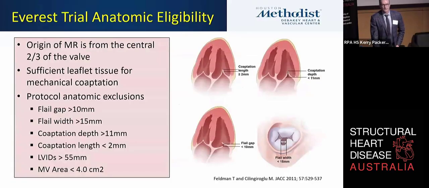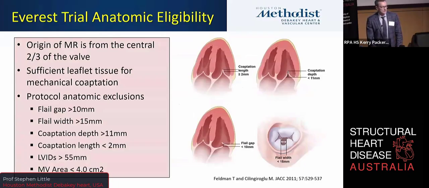So think back to the Everest criteria. This was the landmark study in transcatheter mitral valve repair, going back 10 years now, a little over 10 years ago. And it was very specific about what you could do. You had to go down the middle, A2, P2, stay away from the medial and lateral. You couldn't take on gaps that were too big, flail widths that were too wide, very specific. There was only one size of clip.